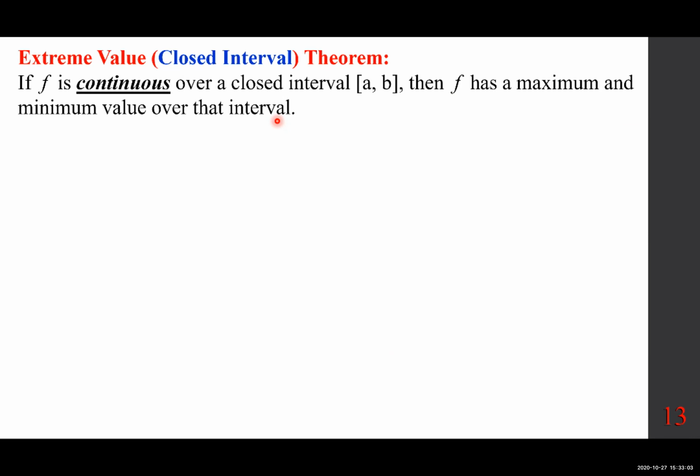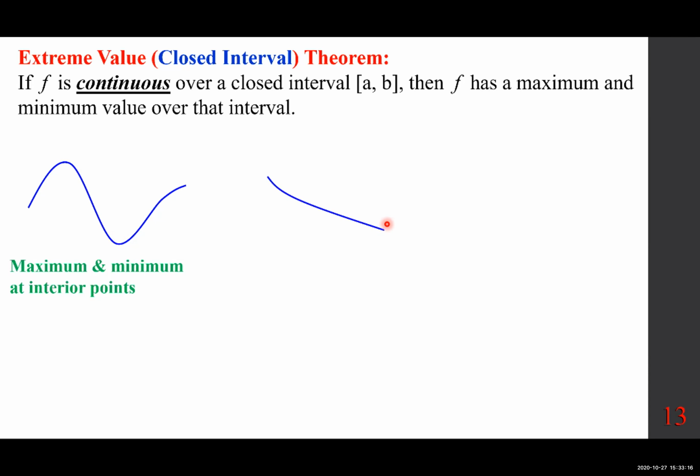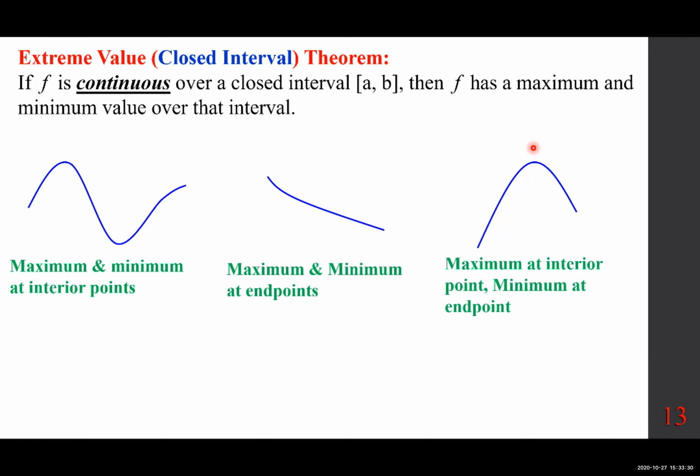So take a look at what happens here. Absolute max, absolute min. It happens in the interior. Absolute max, absolute min, at the endpoints. Absolute min, absolute max. So one is in the interior, one is the endpoint. So I hope everybody is comfortable with this.